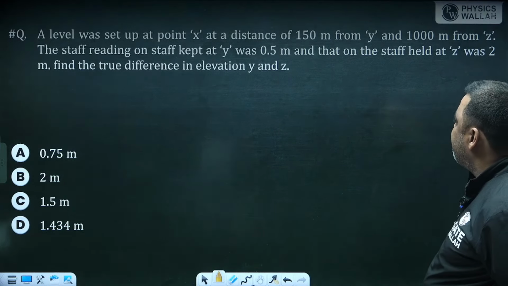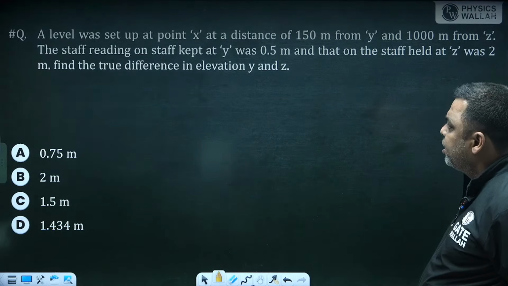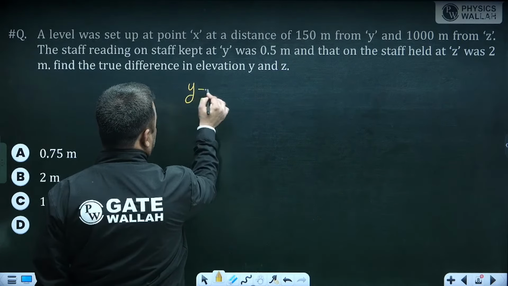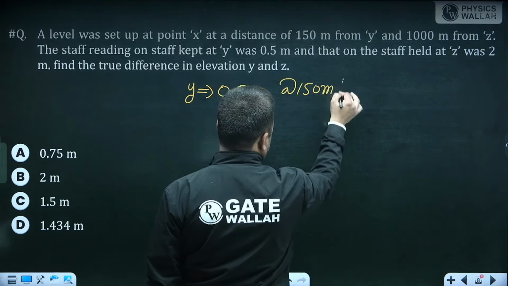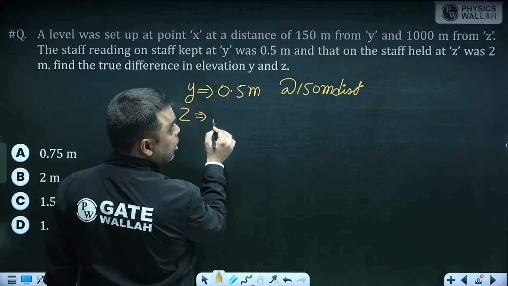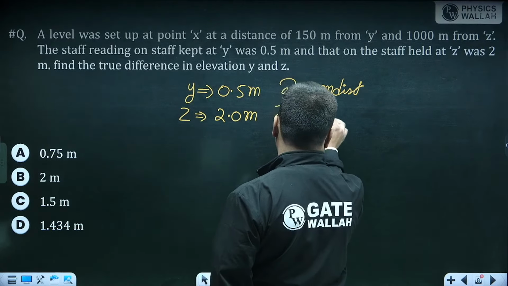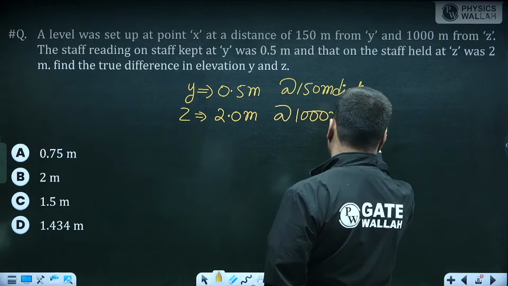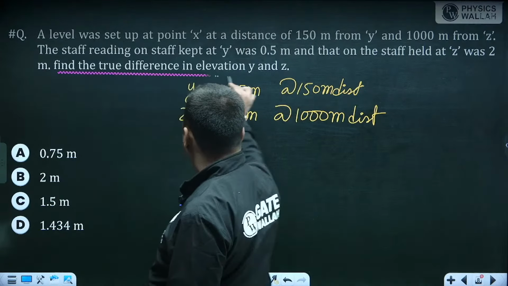Next question. A level was set up at a point X at a distance of 150 meter from Y and 1000 meter from Z. Staff reading on Y was 0.5 meter at 150 meter distance. And that on the staff held at Z was 2 meter, and the distance of Z is 1000 meter, or 1 kilometer. The key in this question is we have to determine the true difference in elevation of Y and Z.